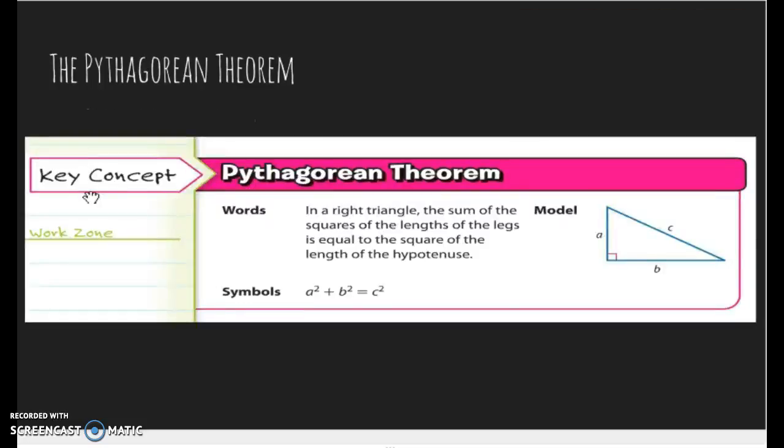So our textbook shows us that the Pythagorean theorem is applicable to a right triangle. And basically, in words, in a right triangle, the sum of the squares of the lengths of the legs is equal to the square of the length of the hypotenuse. So in the model you see your drawing, you have a leg A, leg B, hypotenuse C, and mathematically with symbols, a squared plus b squared equals c squared.